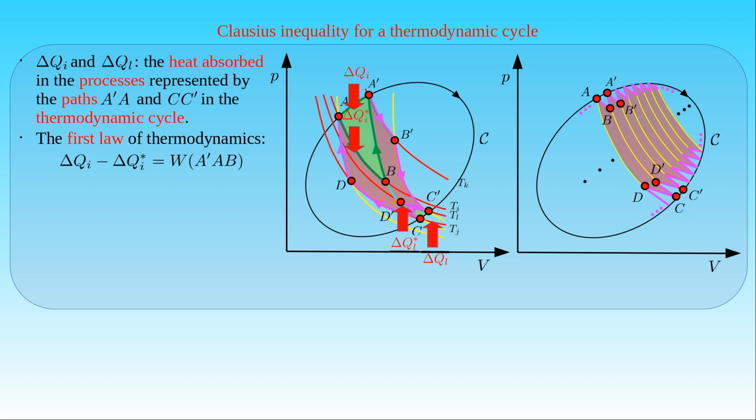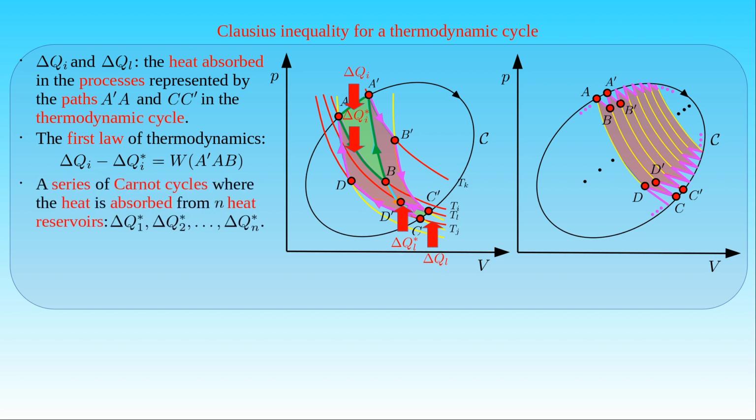We can therefore approximate the thermodynamic cycle represented by the curve C with this series of Carnot cycles, where n isotherms are used for their constructions, that is the heat is absorbed from n different thermal reservoirs. Here delta Q star 1, delta Q star 2, ellipsis, delta Q star n denote the heat absorbed from the heat reservoirs at the temperatures T1, T2, ellipsis Tn, and the Clausius inequality for the series of Carnot cycles in this construction tells us that the sum of the ratio of the absorbed heat delta Q star I to the temperature Ti from I equal to 1 to n is less than or equal to 0. In other words, the net reduced heat absorbed from all thermal reservoirs in the sequence of the cycles is never positive.